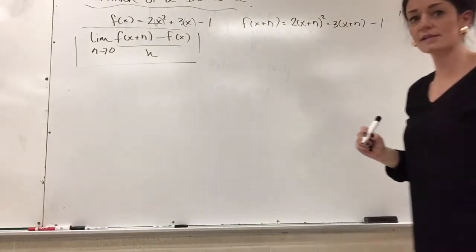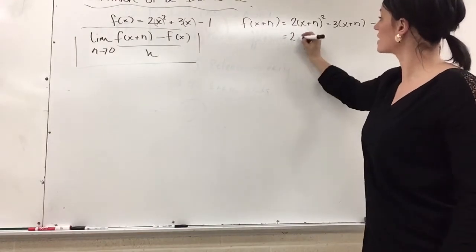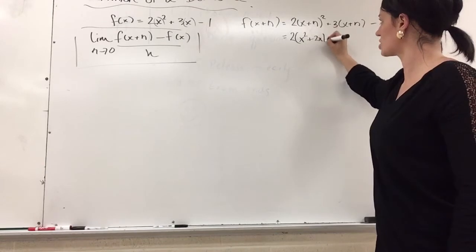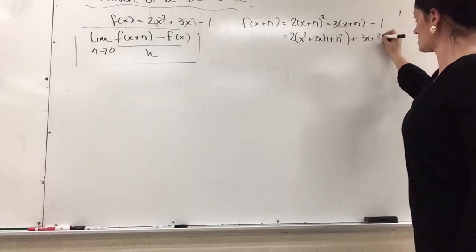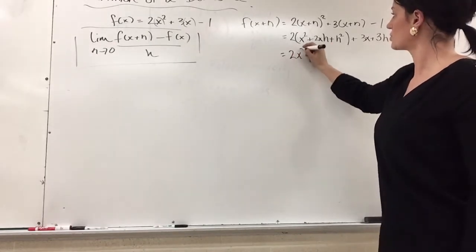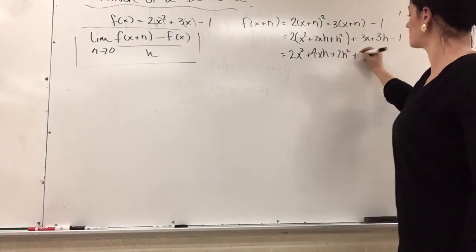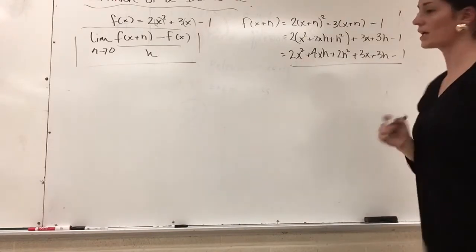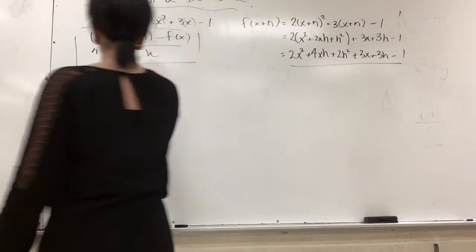Then I always simplify this first outside of the formula just to keep my life easier. So x plus h squared is x squared plus 2xh plus h squared, plus 3x plus 3h minus 1. Then I'm going to distribute this 2. So 2x squared plus 4xh plus 2h squared plus 3x plus 3h minus 1. That whole thing is f of x plus h, and this is f of x, so now I have everything I need to plug into that formula.